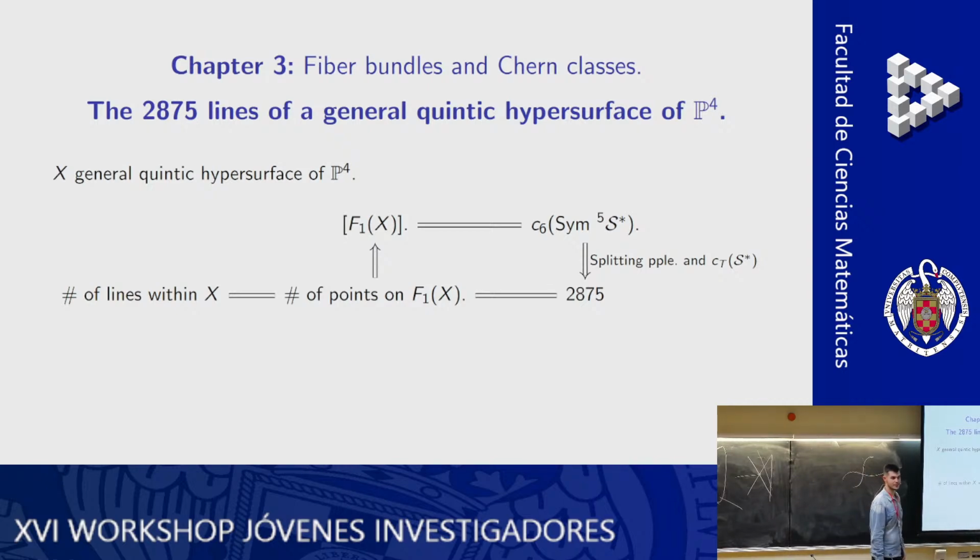This is the highlight of the talk, but it's also the most difficult part, and I will go just through it because we are going to use it to state the problem in the same terms. The number of lines within a general quintic hypersurface is just computing the number of points of a subvariety in a Grassmannian.